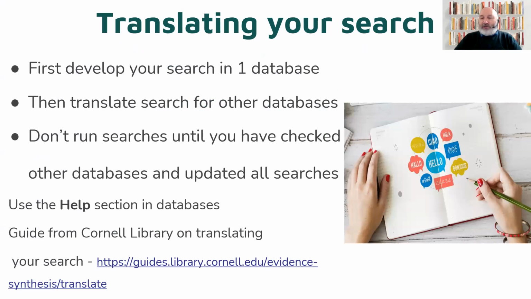Well, once you've developed your search for your first database, you'll then need to modify it for the other databases that you search. When you're doing a systematic review, you will not just use one database. No database, no matter how big, covers the entirety of the research in your area. So you will need multiple databases. So first of all, develop it for one, then go through the same process. You'll take the same keywords, go to your next database, look at the thesaurus for that database.